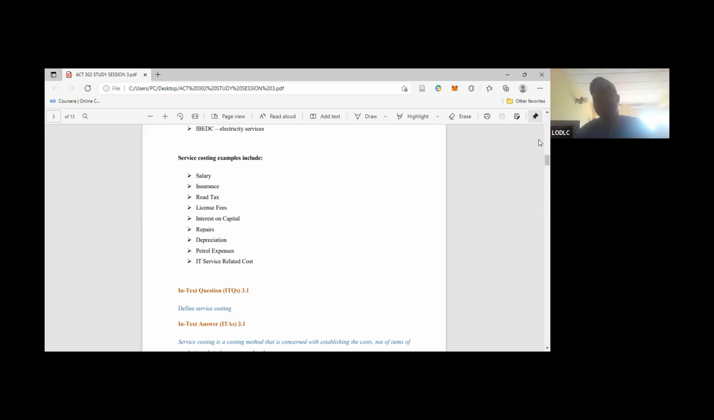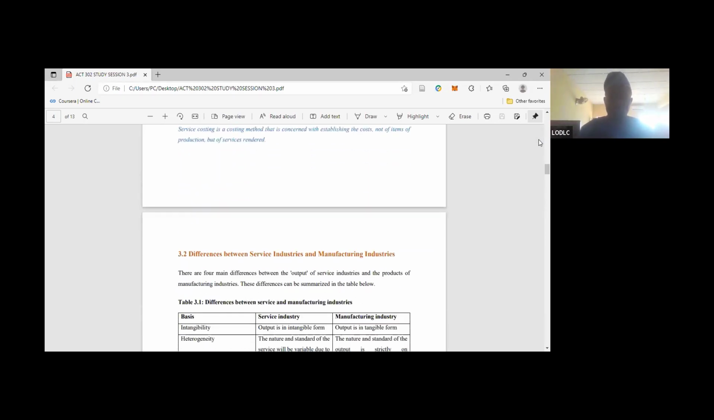Look at the salary we are talking about. Providing educational services, for instance, we are getting salary at the end of the month. So that is part of what? The expenses associated with what? Teaching. Insurance as well. We have road tax, we have license fees, we have interest on capital, we have repairs, we have depreciation, petrol expenses, IT service related costs. Those are the examples of service costing.